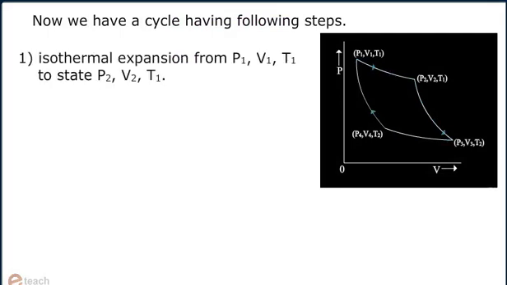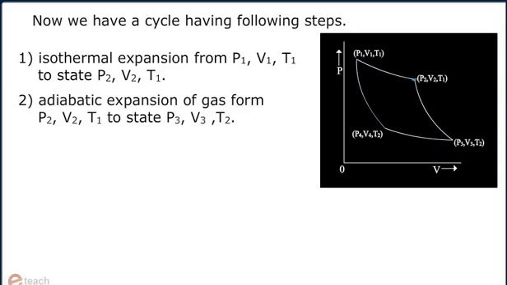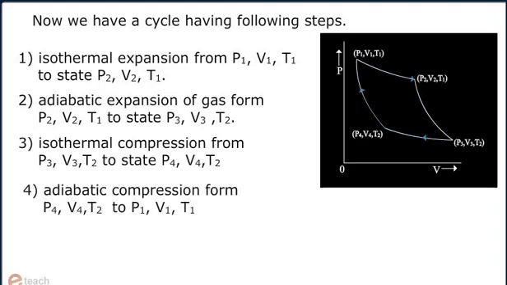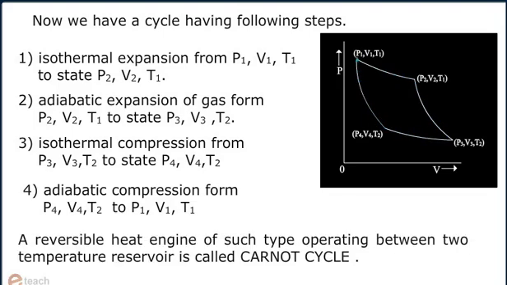First, isothermal expansion from P1 V1 T1 to state P2 V2 T1. Second, adiabatic expansion of gas from P2 V2 T1 to state P3 V3 T2. Third, isothermal compression from P3 V3 T2 to state P4 V4 T2. Fourth, adiabatic compression from P4 V4 T2 to P1 V1 T1. A reversible heat engine of such type operating between two temperature reservoirs is called a Carnot cycle.